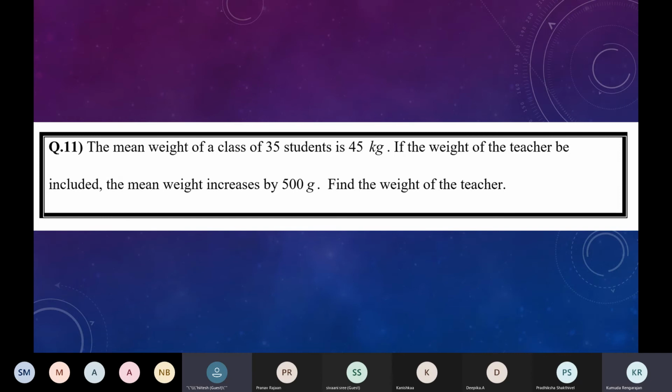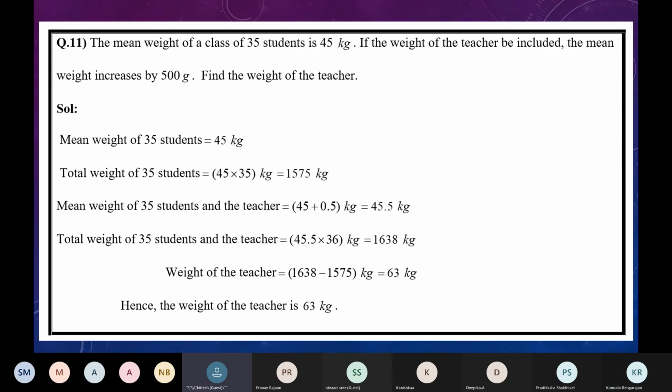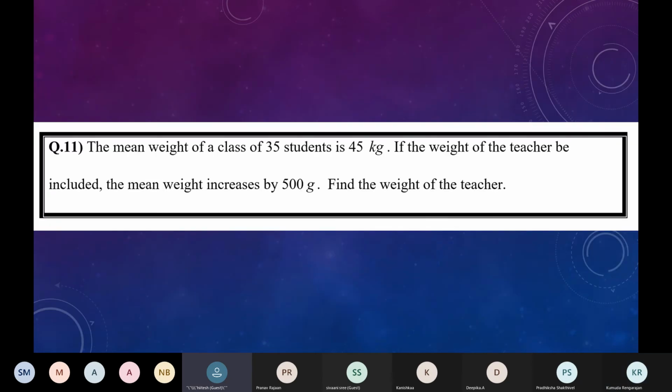Ma'am, for the first one, the sum is 1,575, ma'am. Including the teacher, we get 1,638, ma'am. Okay, so what's the difference? 25 and 38, 63. Yes, ma'am, the difference is 63. So the weight of the teacher is 63 kgs.